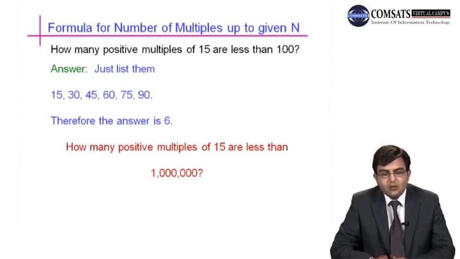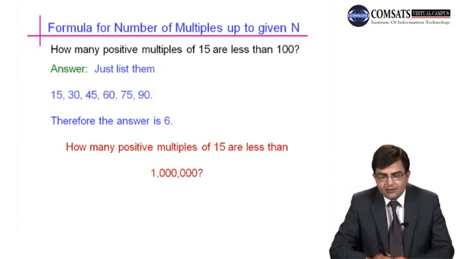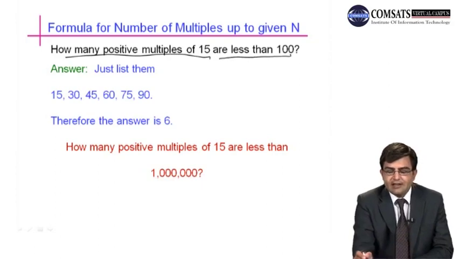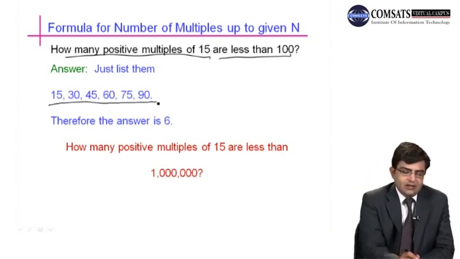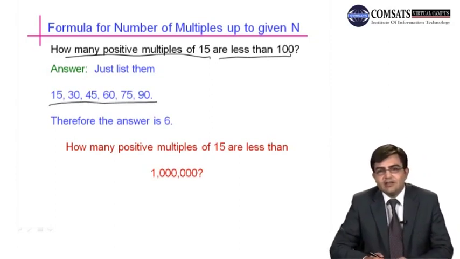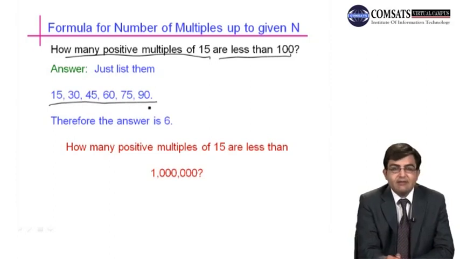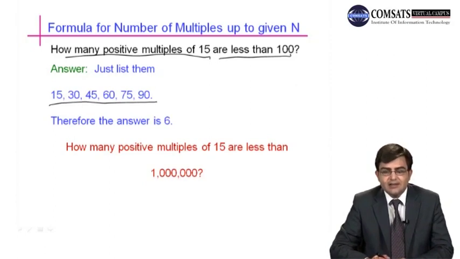Next, how we can find how many positive multiples of a number are less than some other number. For example, how many positive multiples of 15 are less than 100? One method, which is simple and basic, is that we list all the multiples of 15 which are less than 100. For example, 15, 30, 45, 60, 75 and 90. These are all multiples of 15 which are less than 100.